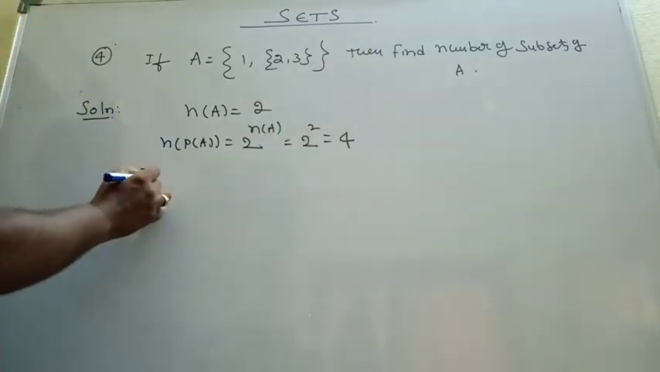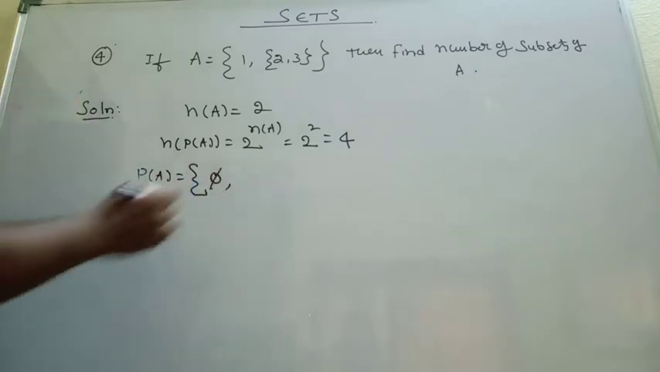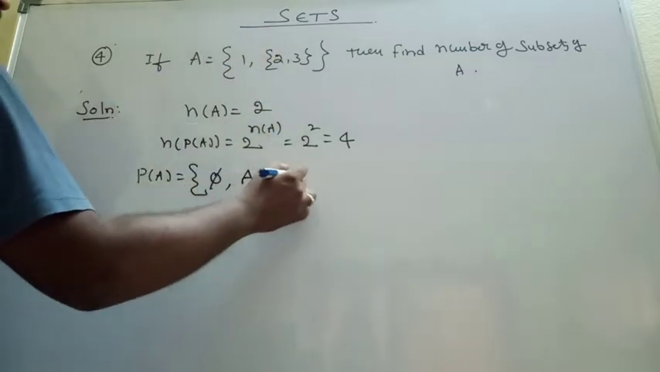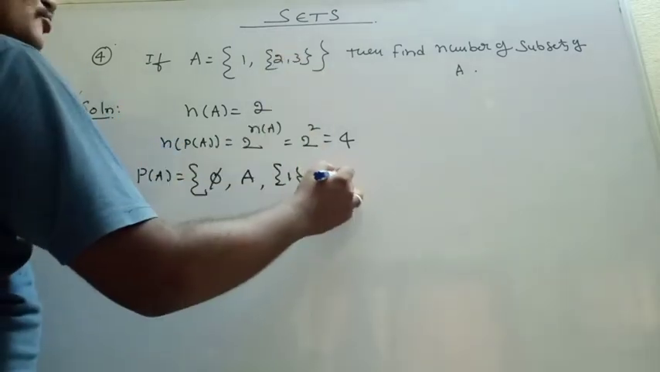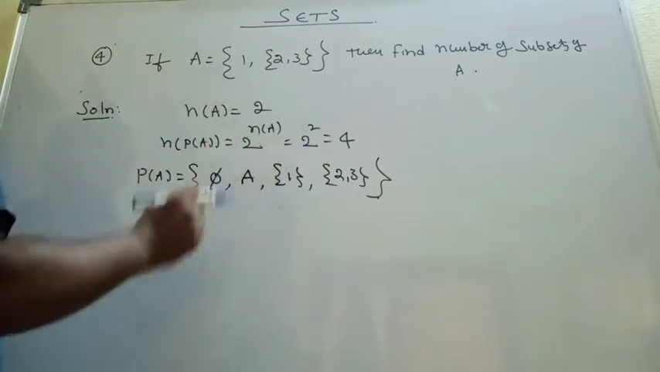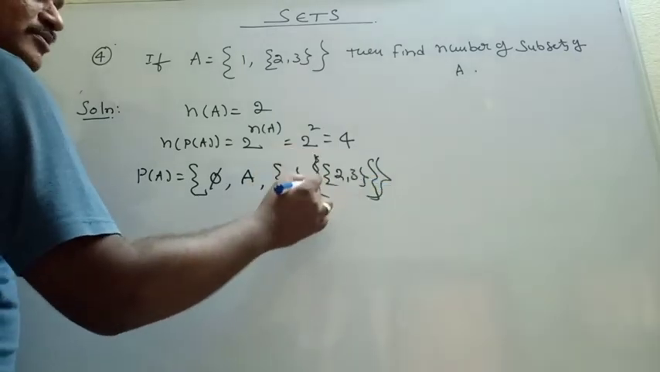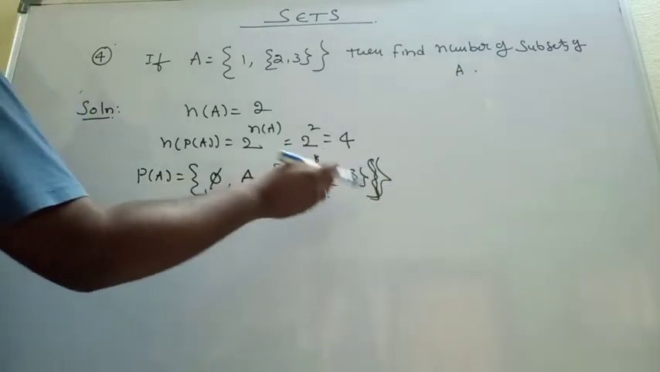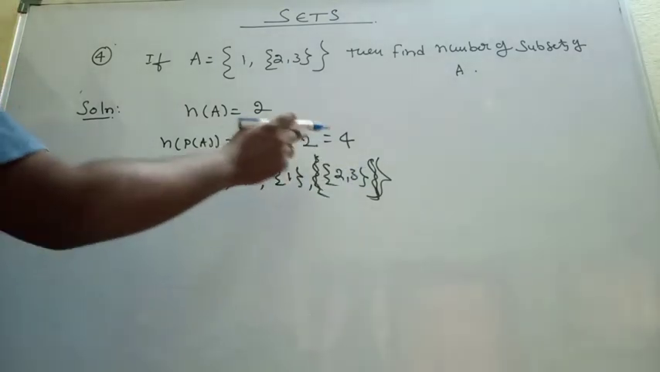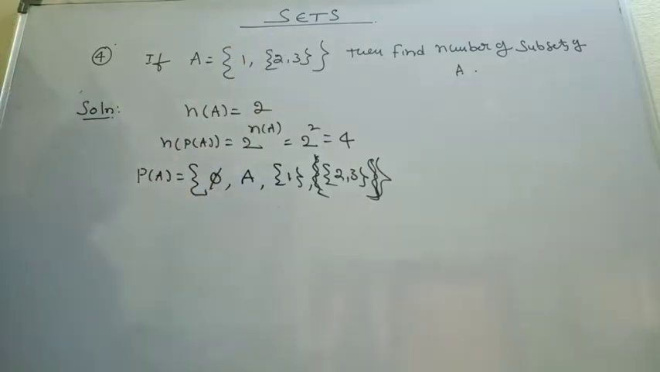What are those? P of A means, now you see I told you that phi, the empty set, is a subset of every set, and A, every set is a subset of itself. That means this you will get, and a singleton set {1} you will have, and this element itself, {2, 3}, you will have as another subset. I am going to include one more flower bracket, because this is an element; then only it becomes a set, right? Wonderful. Now you have got 1, 2, 3, 4 elements. Therefore the number of subsets of A is nothing but 4, right?